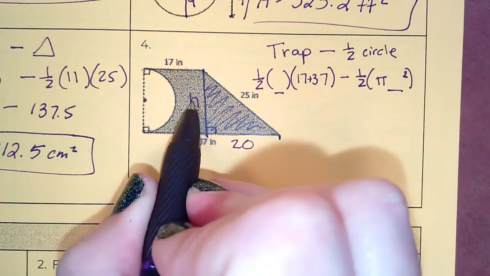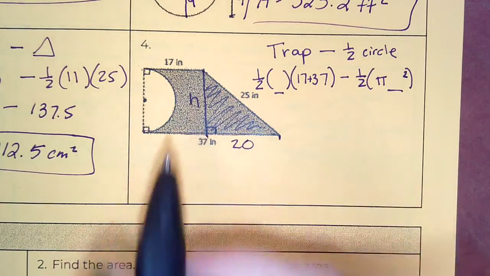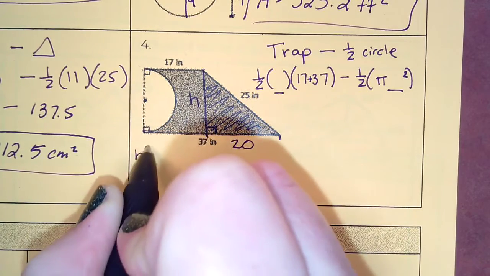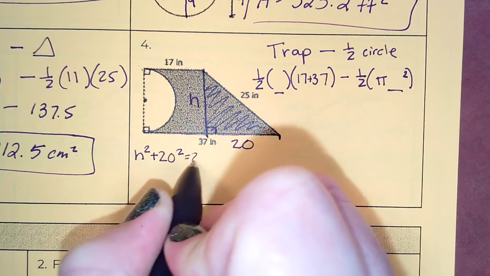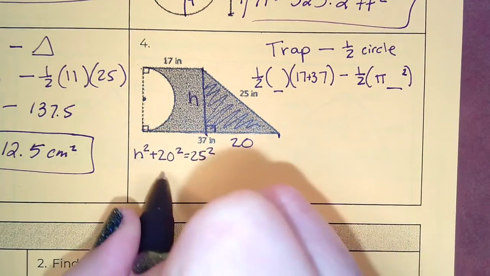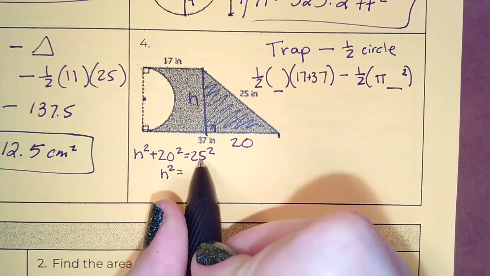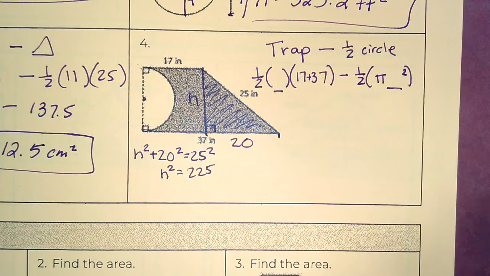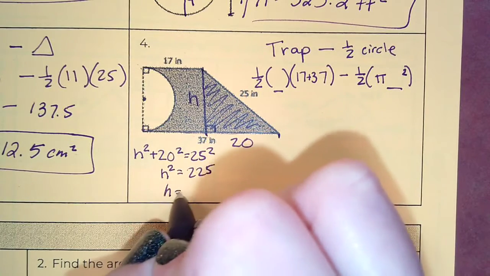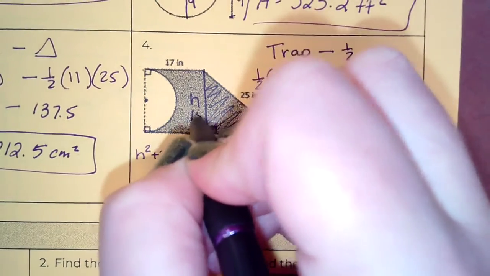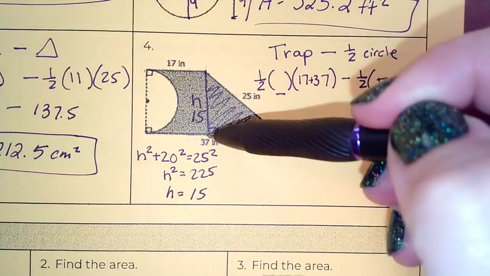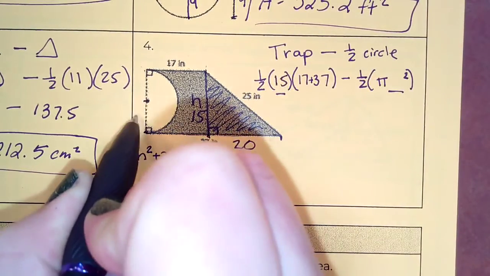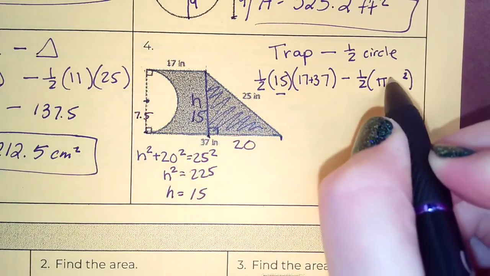Since it's a right triangle, I have two sides. I need the third. I can use Pythagorean theorem. So h squared plus 20 squared equals 25 squared. h squared equals 25 squared minus 20 squared, which is 225. Square root both sides, so h equals 15. So if this whole thing is 15, I can plug that in there. Then from here to here, the radius would be 7.5. So that was what would go here.